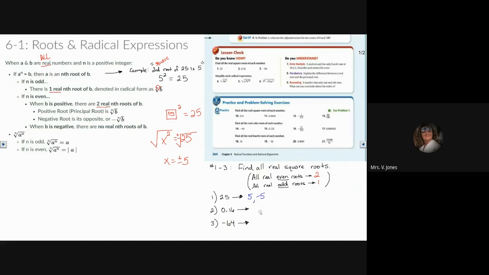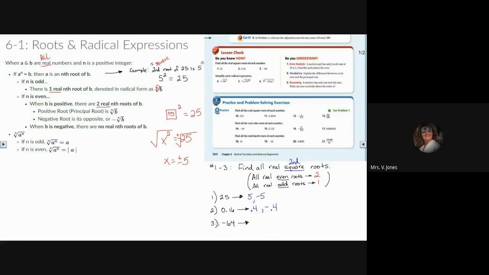So 0.16 would be the same kind of idea. You're going to have a positive version and a negative version since we're doing square roots. This is the second root, and that's an even root. So we're going to have 2 answers. We'll have a positive and a negative version. So if you type in square root of 0.16, you'll get 0.4. So that means we have a 0.4 and a negative 0.4. Because 0.4 times 0.4 is 0.16, and negative 0.4 times negative 0.4 is also 0.16. So these are your square roots of what we started with.